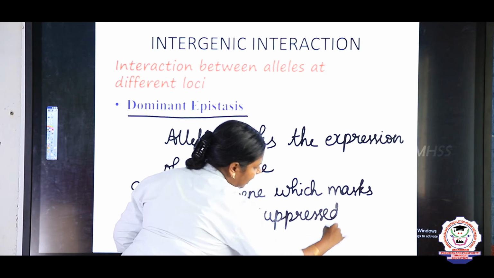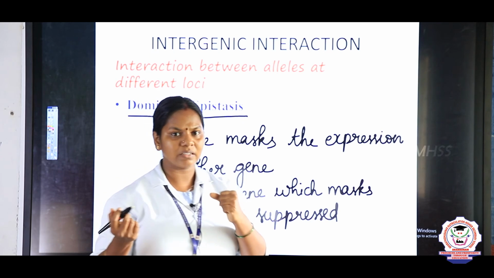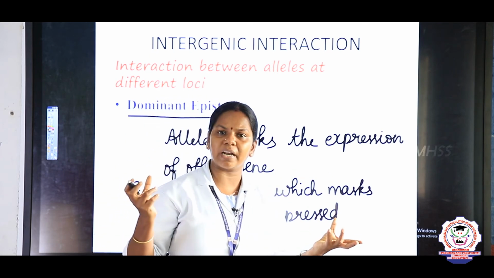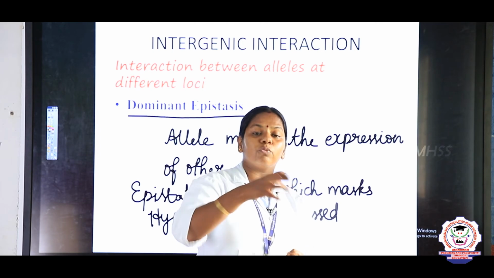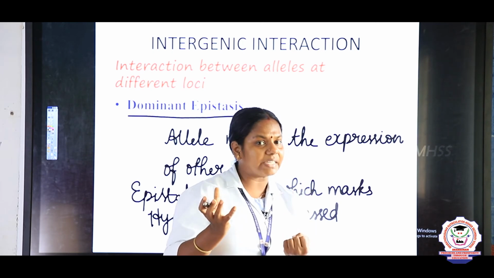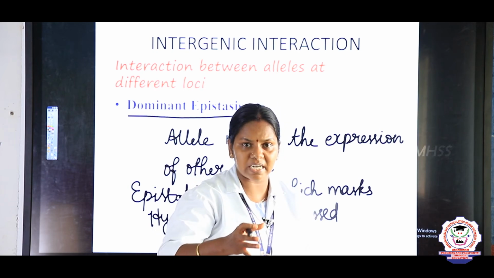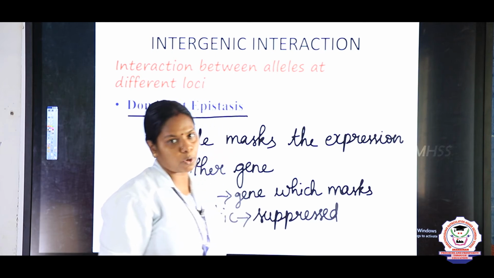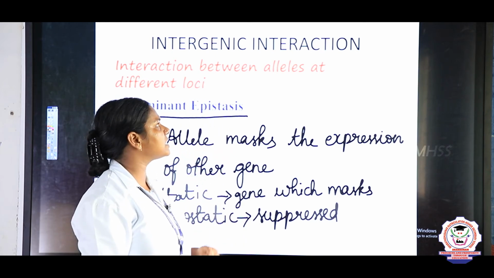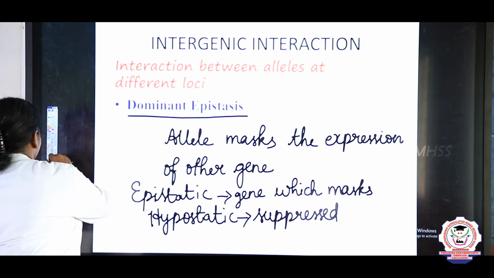For example, I am telling you children, a red color flower is crossed with the white color flower, but the location is different. If one gene is masked and hidden, and one is expressed, that expressed gene we call epistatic, and the masked gene we call hypostatic. Now let us see one example for this dominant epistasis.